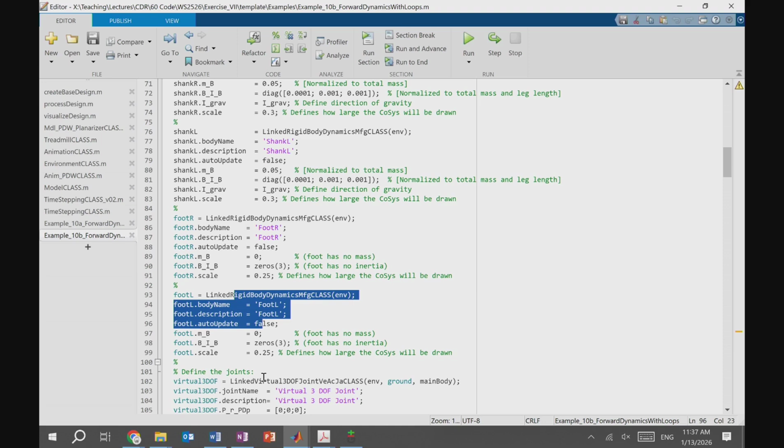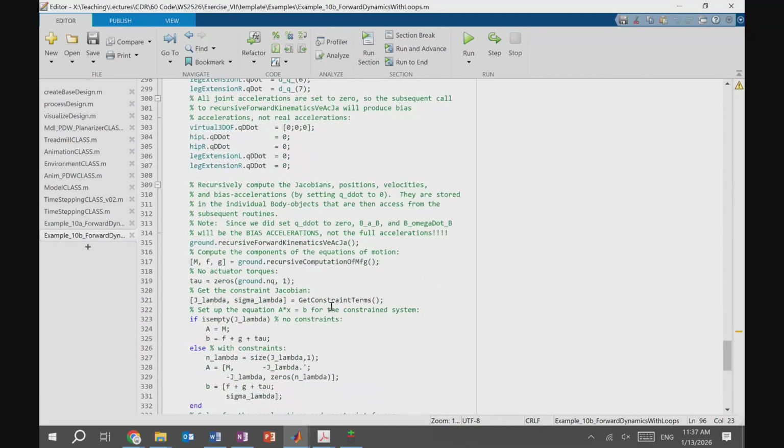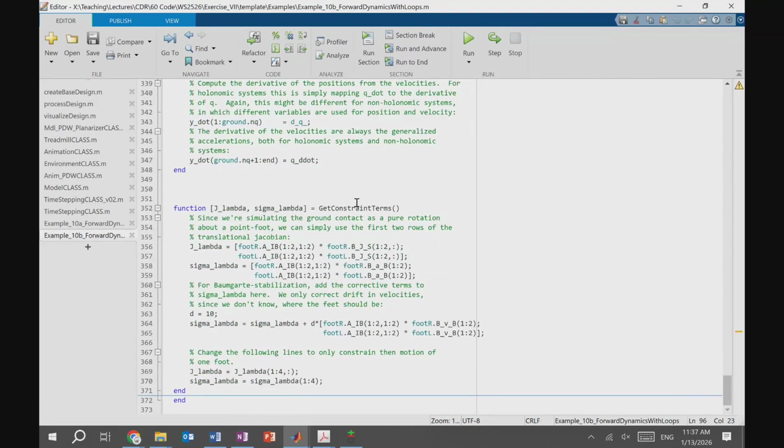So I can now use my standard kinematic framework, which is computing COG positions and COG velocities, but I misuse a body that has no mass to place almost like a sensor or a coordinate system in this particular point. And then I know that my constraint is that point is not allowed to move. And this is what I will see in my constraint Jacobian. So we had this function here that we called getConstrainedTerms.